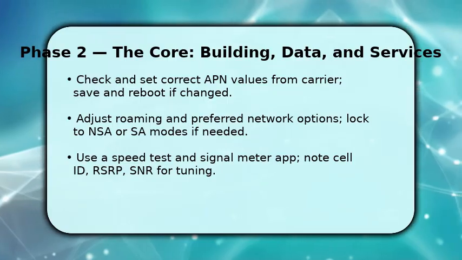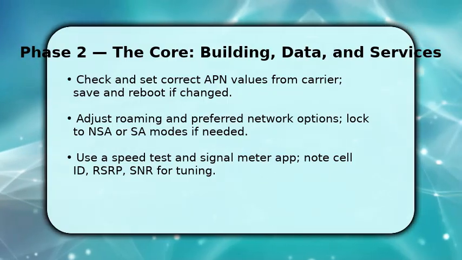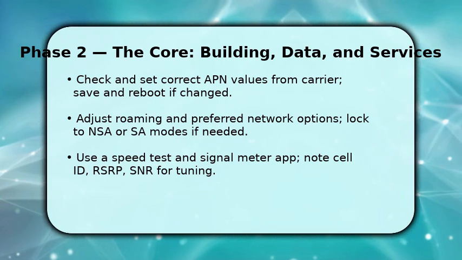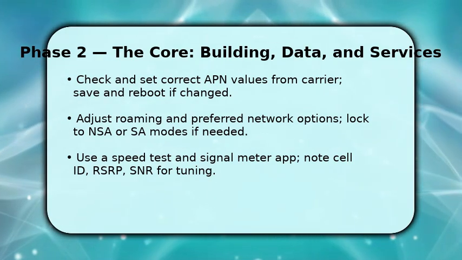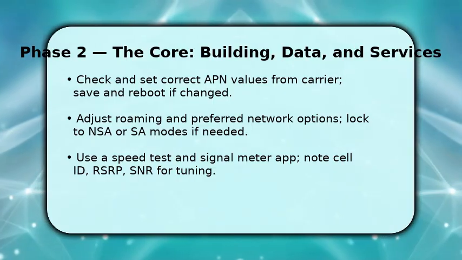Run a speed test and record RSRP and SNR values. These metrics tell you whether to move, adjust antenna, or change bands. Make incremental changes and retest to isolate improvements.